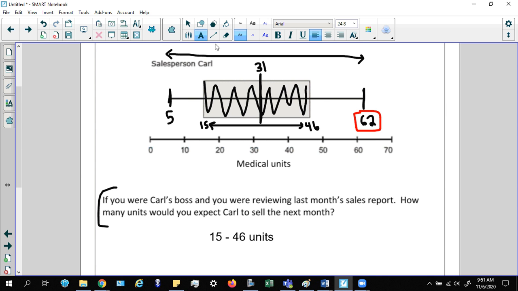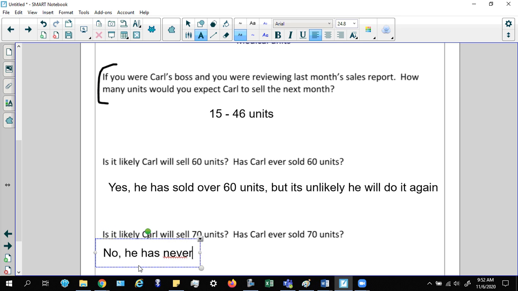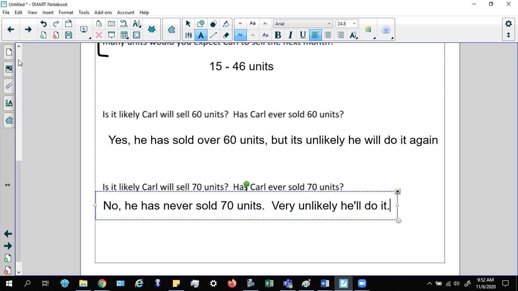And then lastly, is it likely that Carl will sell 70 units? Going back up here, 70 units is right here. At this point, this should be kind of like a gimme. Notice that the box and whisker plot does not go way out to here, so you would say no, he has never sold 70 units. Very unlikely he'll do it. Now again, is it possible versus is it probable? Anything's possible, but is it realistic? Not really.